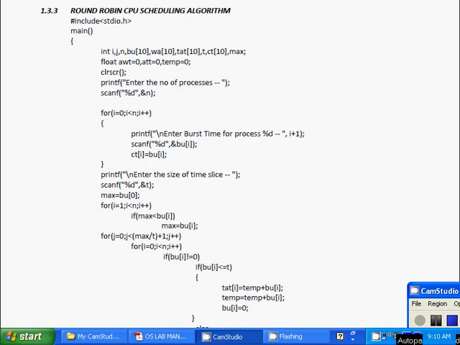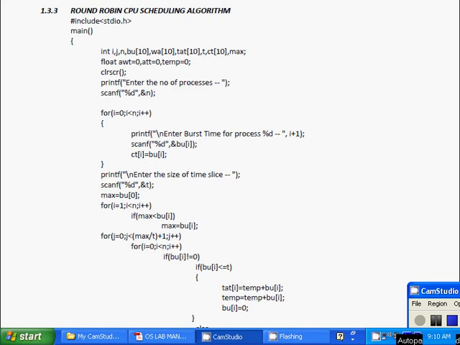The round-robin scheduling algorithm is designed especially for time-sharing systems. It is similar to FCFS scheduling, but preemption is added to switch between processes. A small unit of time called a time quantum or time slice is defined. A time quantum is generally from 10 to 100 milliseconds. The ready queue is treated as a circular queue.